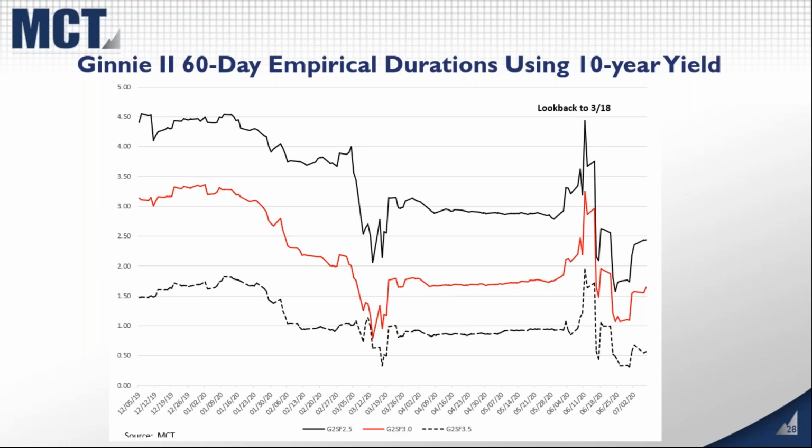So now it would tell you that for Ginnie 2.5s, the empirical duration is somewhere in the neighborhood of low 2s, or 2.5, call it, and Ginnie 3s are somewhere in the neighborhood of 1.5. But the question is, okay, how do you use it, given especially that inconsistency and volatility of those duration numbers?